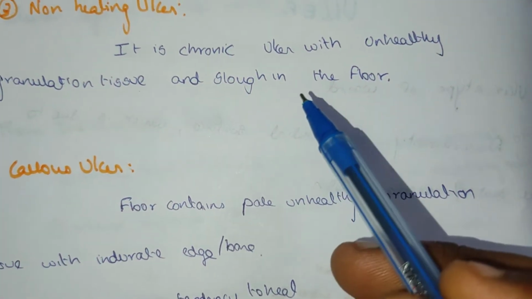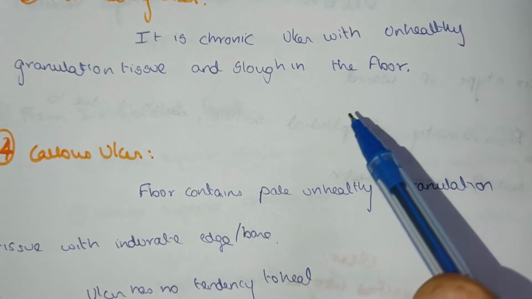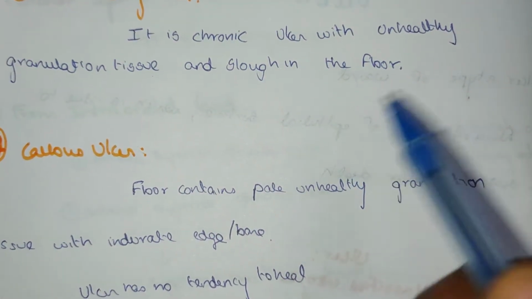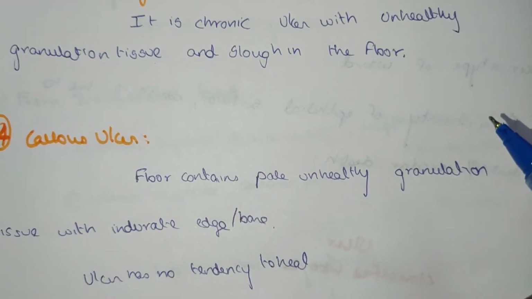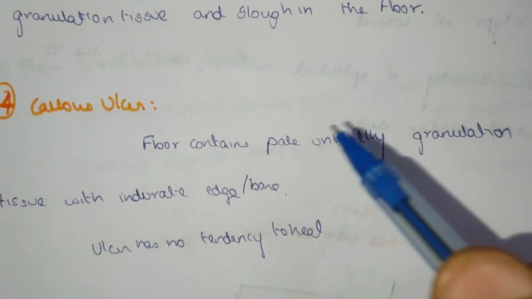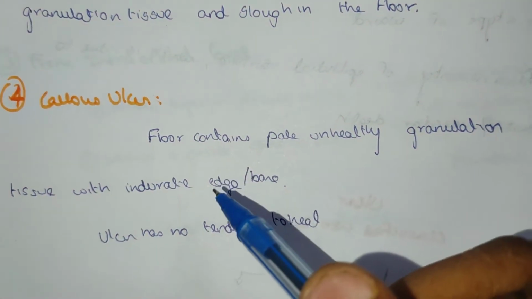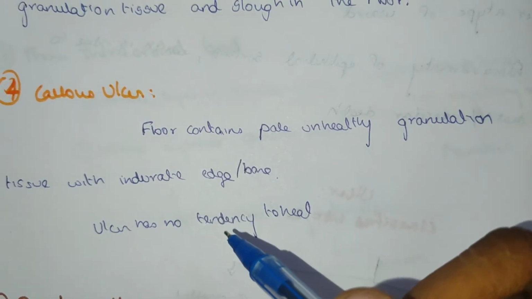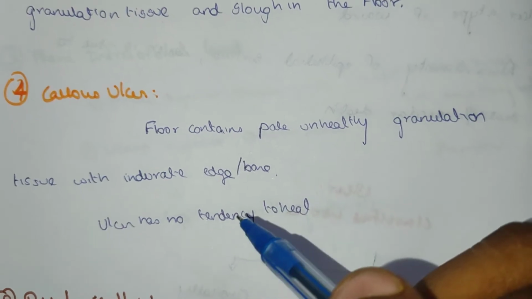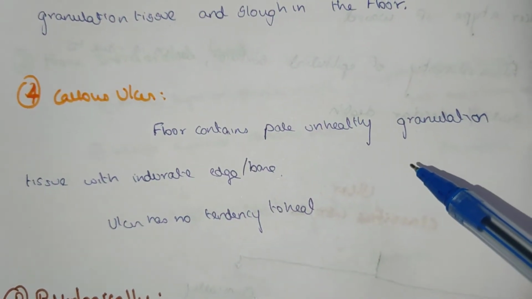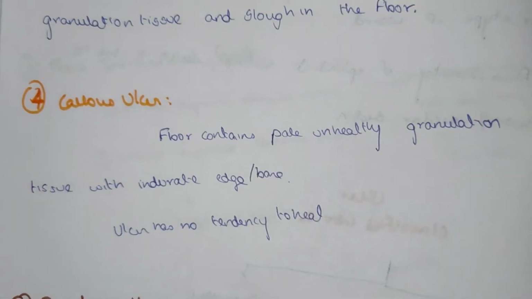Non-healing ulcer. There is chronic ulcer with unhealthy granulation tissue and slough in the floor. So this ulcer does not heal fast. Now callus ulcer. The floor contains pale unhealthy granulation tissue with indurated edge at the base. The ulcer has no tendency to heal. Pale and unhealthy granulation tissue are present, so there is no tendency to heal this ulcer.